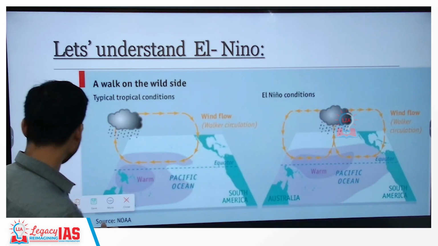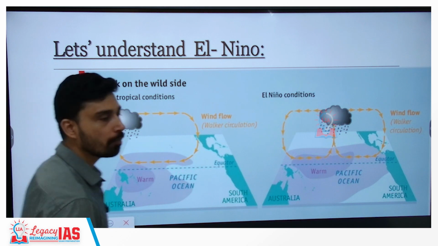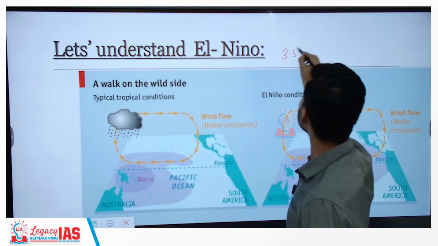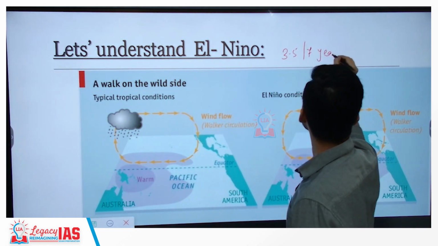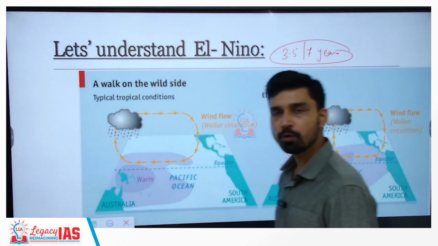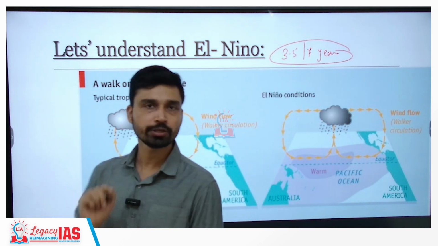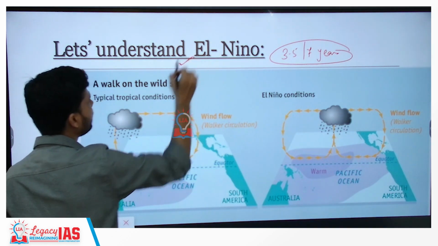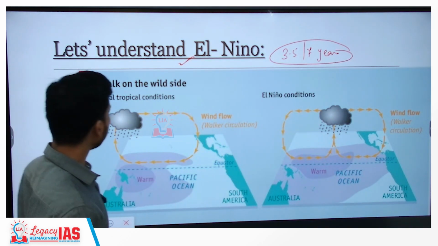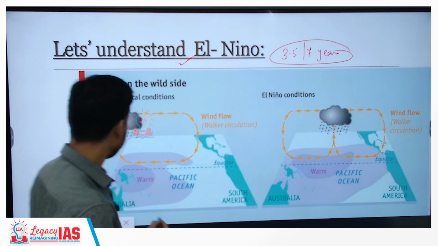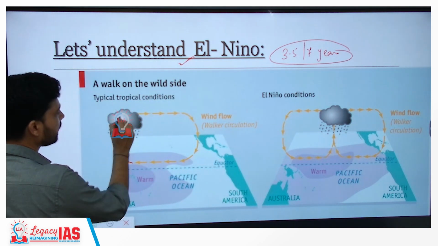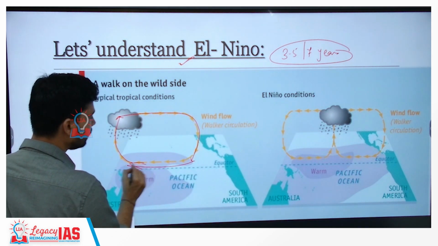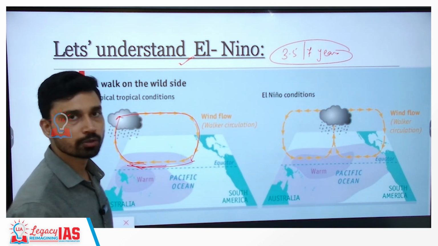However, sometimes, due to reasons that we have not been able to properly understand and explain, after every 3 to 5 or sometimes even 7 years interval, what we observe is the reversal of the circulation that happens during the Walker condition. So this phenomenon is then referred to as El Nino. That means if you look at the Walker circulation, we have discussed that around Australia, wind is rising up, heavy rainfall. Around South America, wind is descending, and then the wind is flowing like this. So this is the normal Walker circulation.